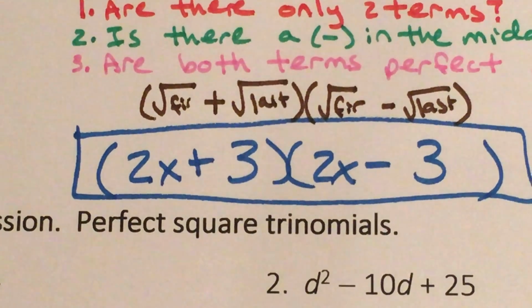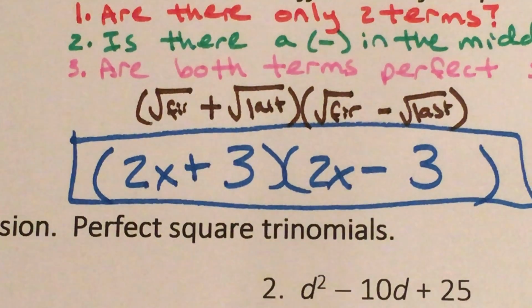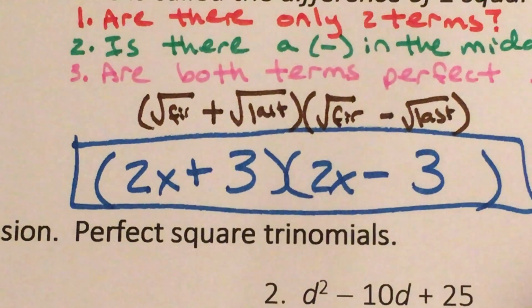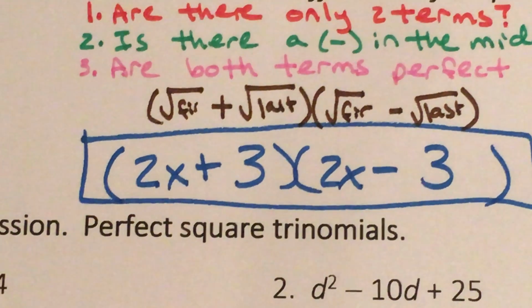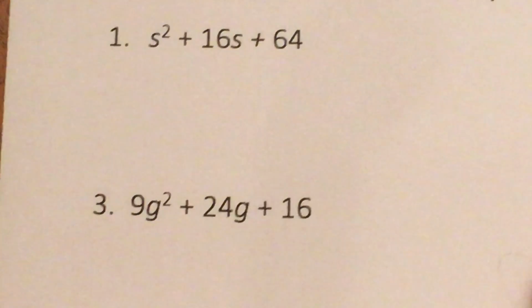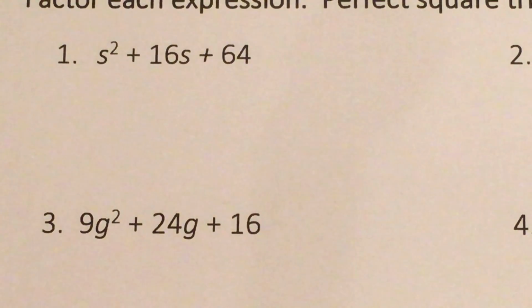All right, now that we have seen how these particular problems work with our perfect square trinomial and our difference of two squares, let's go do some new example problems together and see how this works. Let's test it out.